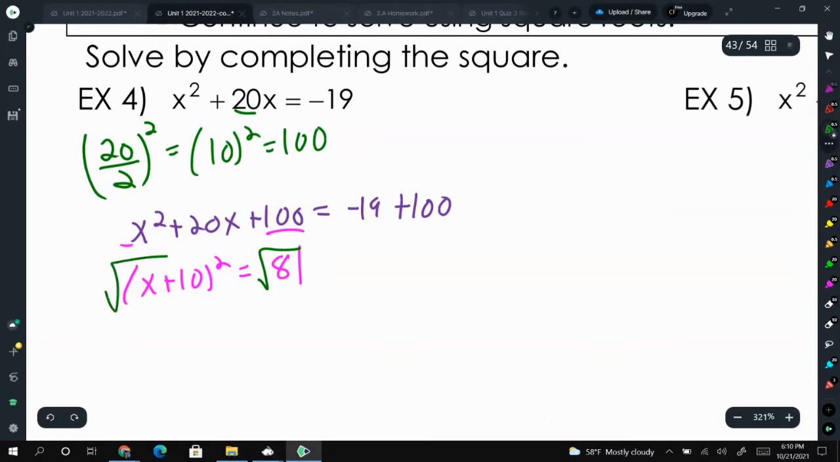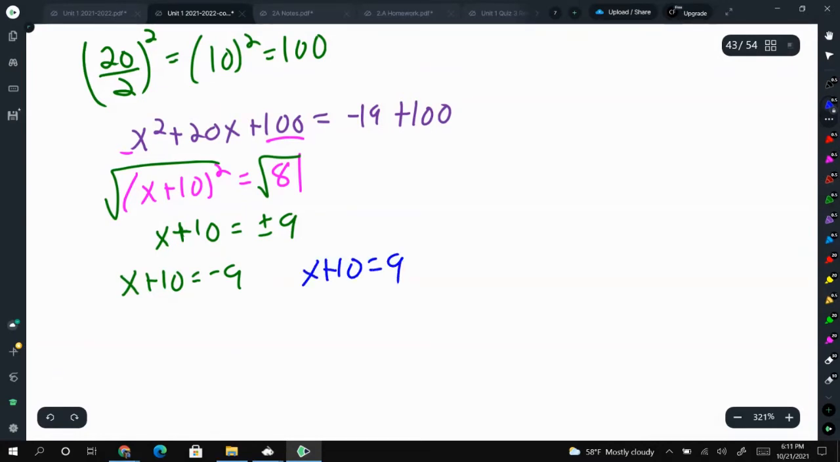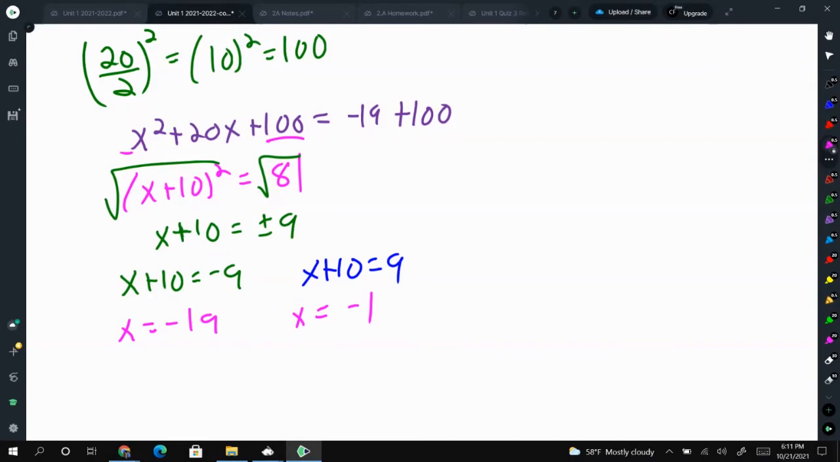Then we square root both sides. We get x plus 10 equals plus or minus 9. And then our two equations are going to be x plus 10 equals negative 9 and x plus 10 equals positive 9. When we solve these, we're going to subtract 10 from both sides. x equals negative 19 and x equals negative 1. Those would be our two solutions.